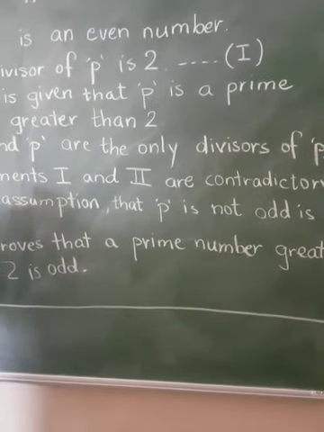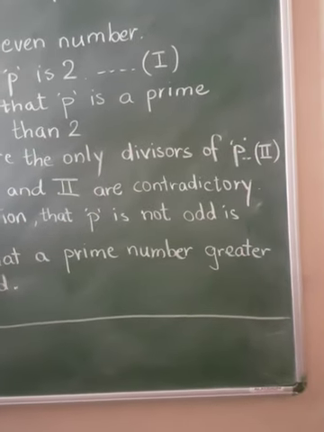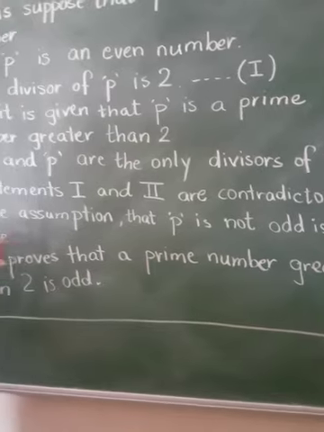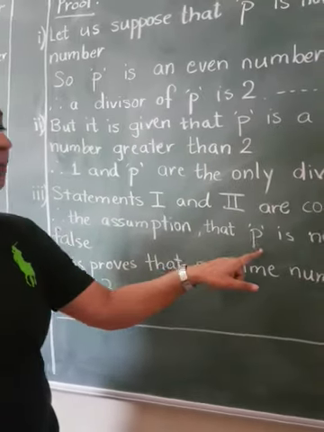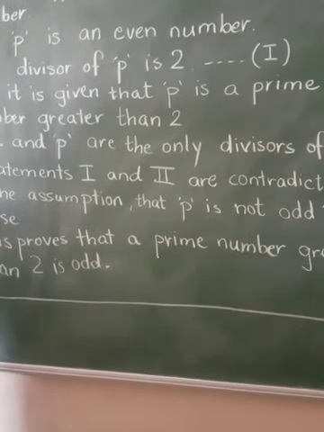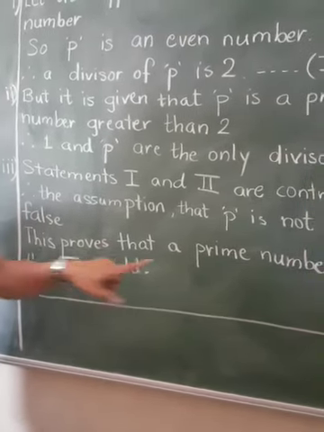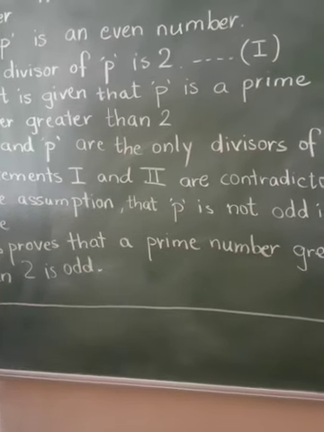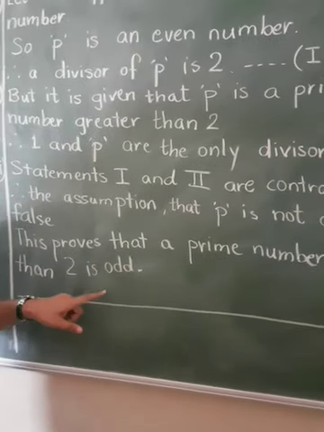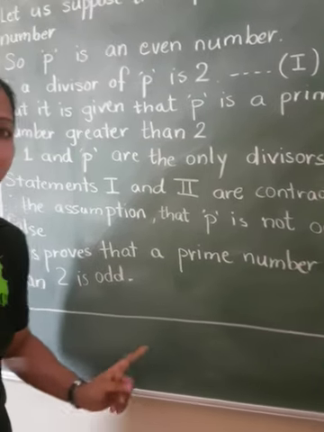So I have written here, statements 1 and 2 are contradictory. So therefore the assumption that p is not odd is false. So this proves the statement that a prime number greater than 2 is odd. I am sure you all have understood this indirect proof.